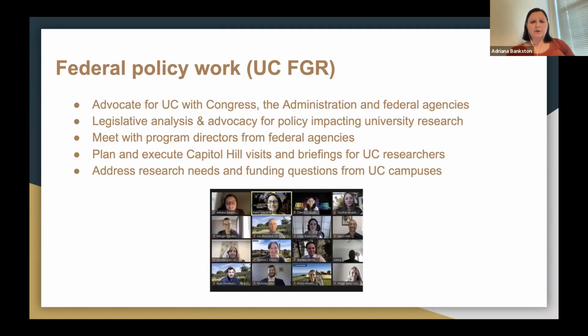We also meet with program directors of federal agencies. Sometimes there are grant opportunities that researchers will ask about, they want to hear more. So we try to set up meetings for them to talk to directors from NSF, to provide opportunities in terms of what new grants are happening or things coming out that they may not know about because they're in California. We may have a more direct connection.